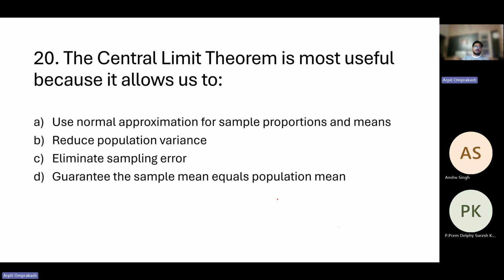Reduce the population variance. So the central limit theorem does not talk about reducing the sampling and population variance that much, but what basically it allows us to do and what gives us the most power is that we can use the central limit theorem to do option A, which is use normal approximation for sample proportions and means. So from a sample, we can approximate what will be the values in the population for the means or the variance or other things.